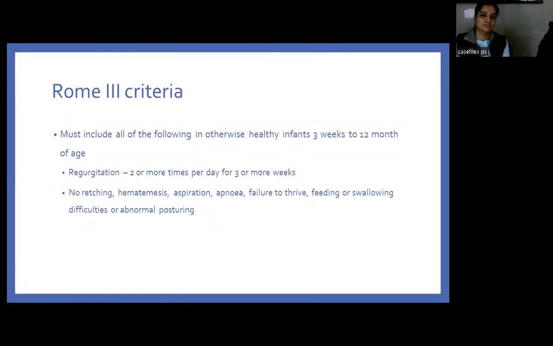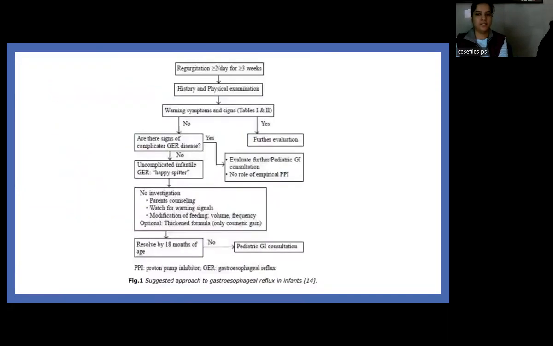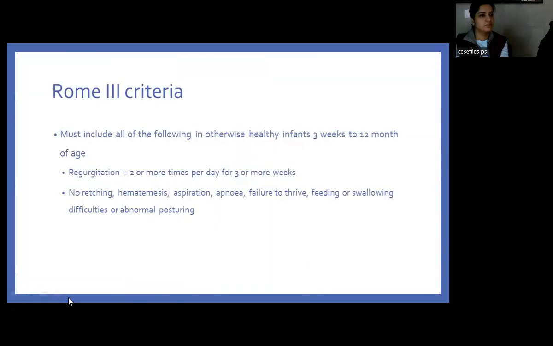Sir, this is basically describing physiological reflux, not the pathological. You should say that this is for physiological. So for defining physiological GER in infants. Yes.